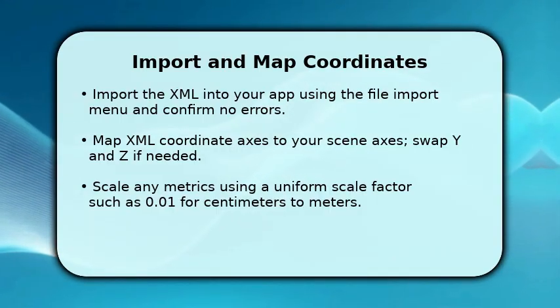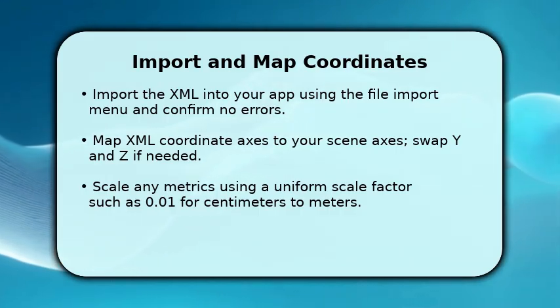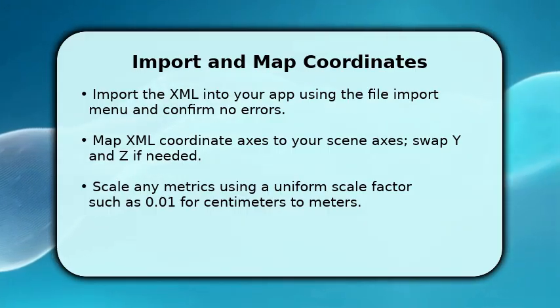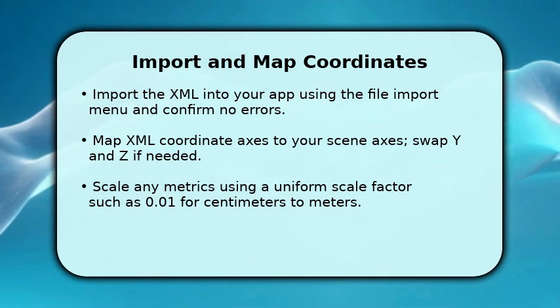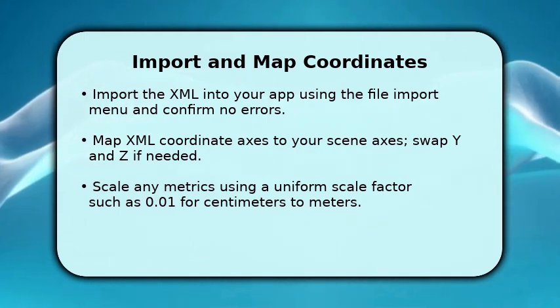If positions look wrong, map XML coordinate axes to your scene axes and apply axis swaps. Map XML coordinate axes to your scene axes, swap Y and Z if needed. If units differ, apply a uniform scale factor like 0.01 for centimeters to meters conversion. Scale any metrics using a uniform scale factor, such as 0.01 for.